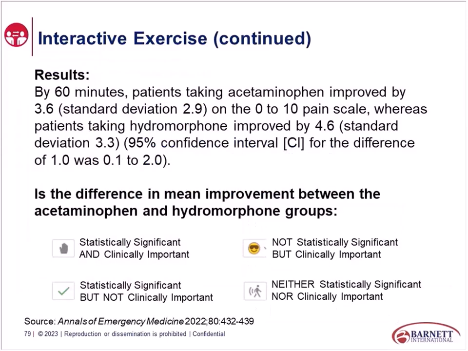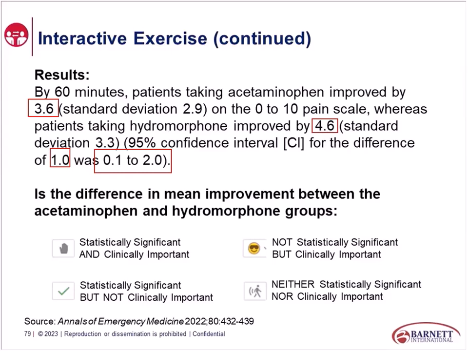So here are the results. At 60 minutes, patients taking acetaminophen improved by 3.6, whereas patients taking hydromorphone improved by 4.6. And we have a 95% confidence interval. The difference between 3.6 and 4.6 is 1.0. That's an easy subtraction. And the 95% confidence interval reported is 0.1 to 2. So the difference in mean improvement between the acetaminophen and hydromorphone groups is, which choice is it?